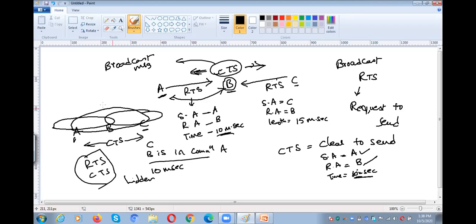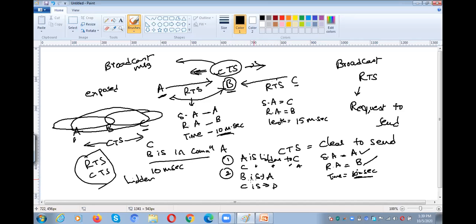Okay. How can we solve the exposure problem? Exposure is also the same. What is the first problem? A is hidden to C and C is hidden to A. That is the first problem. Likewise, in the second problem, B is willing to communicate with A and C is willing to communicate with D.